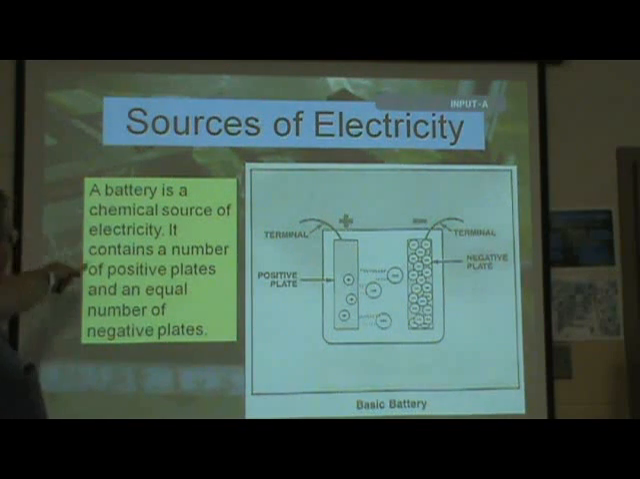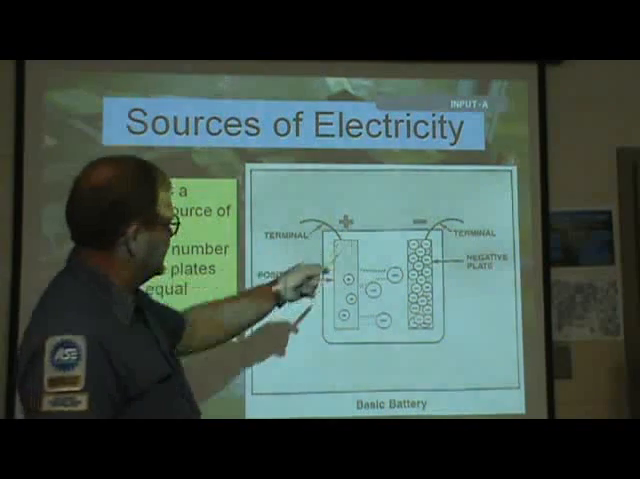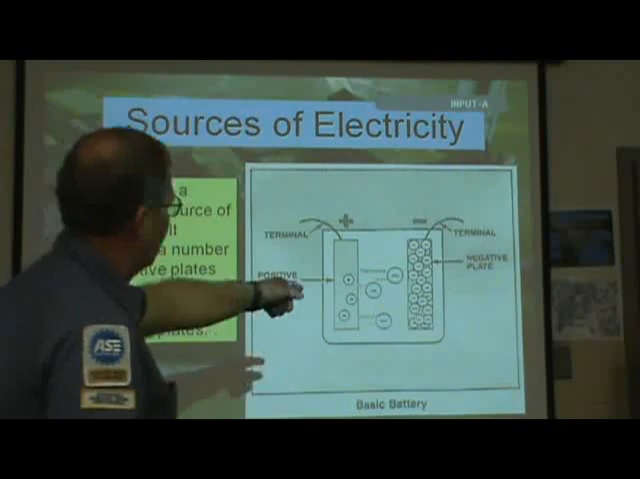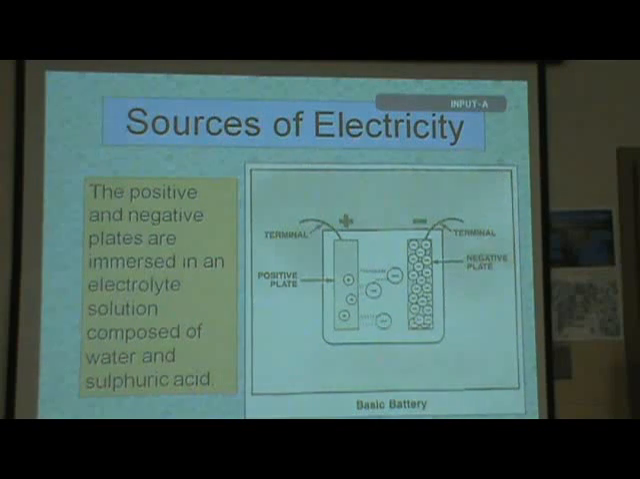Okay, so you got a chemical source of electricity, it's got a number of positive plates and an equal number of negative plates. So you got a positive plate and negative plate up there. See all the negative ones over there that want to get over here? All right, there you go. So which way they're flowing is not really as important as the fact that you can find out what's wrong.